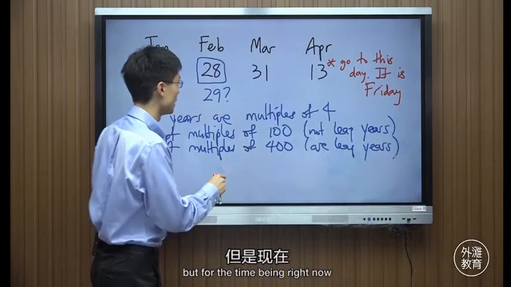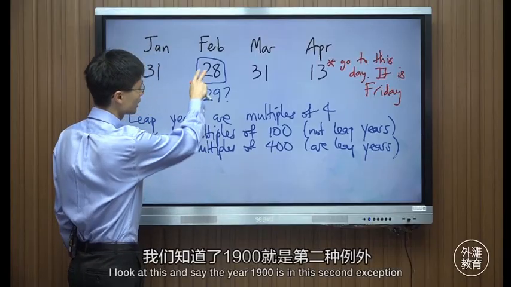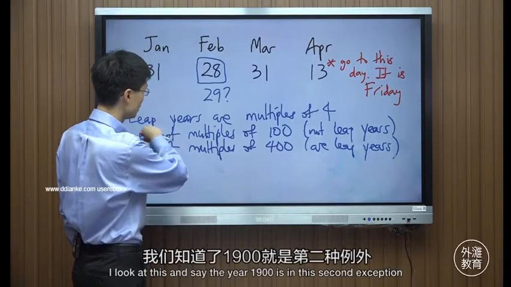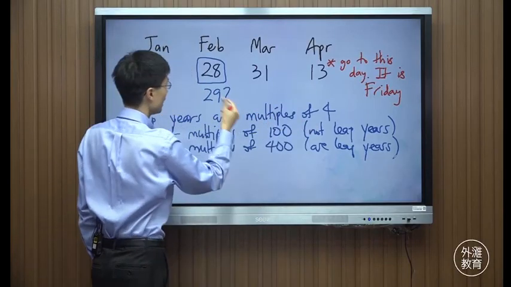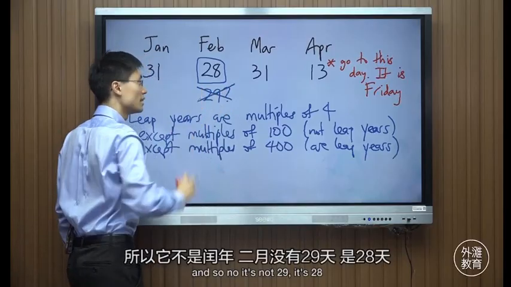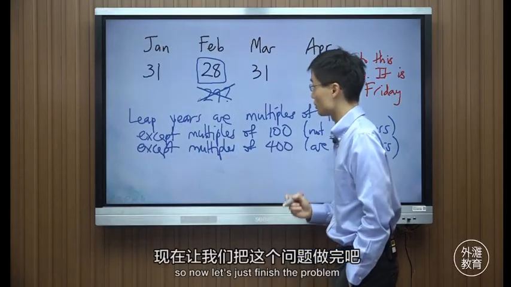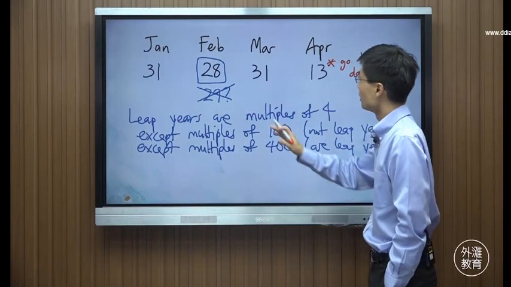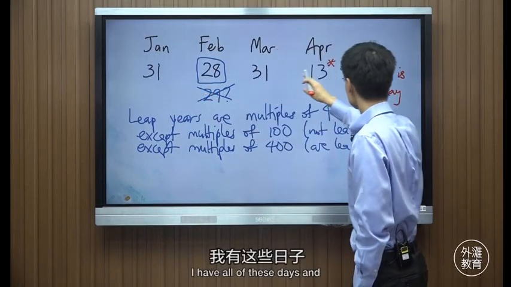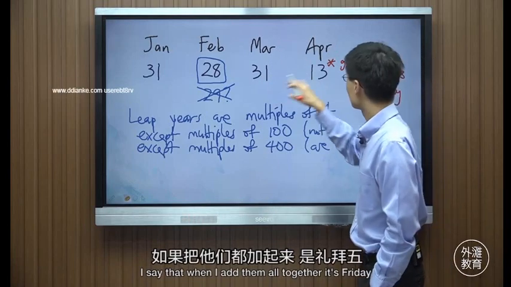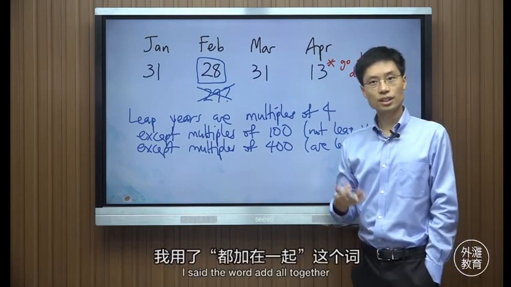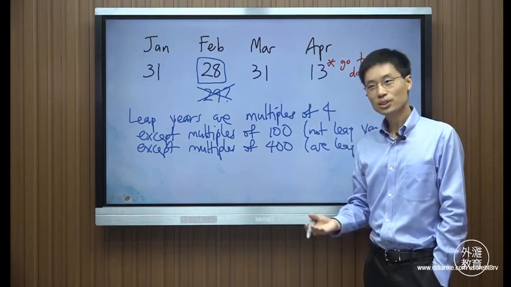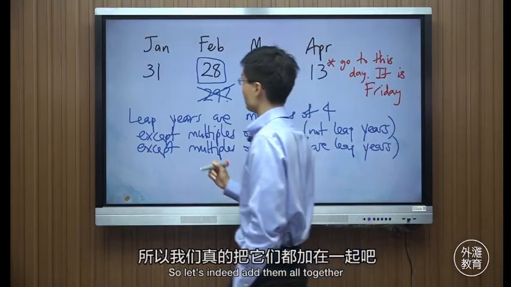But for the time being, right now, I look at this and I say the year 1900 is in this second exception. And so, no, it's not 29, it's 28. So now let's just finish the problem. Again, I want to show a few ways to finish this question. I have all of these days, and I say that when I add it all together, it's Friday. I said the word add it all together. So let's indeed add them all together.